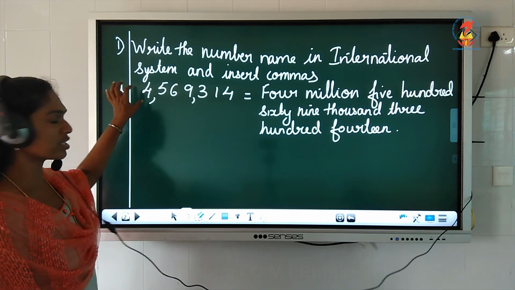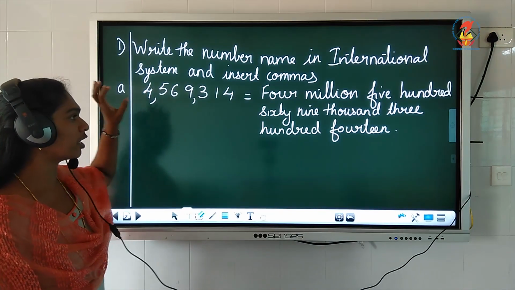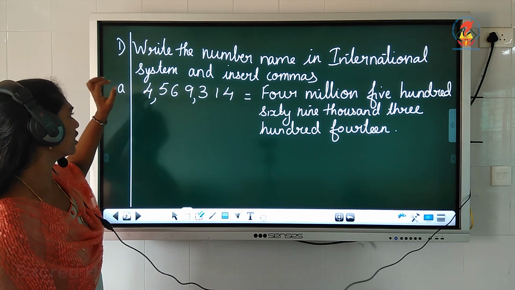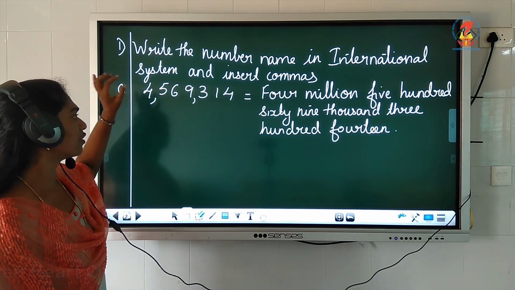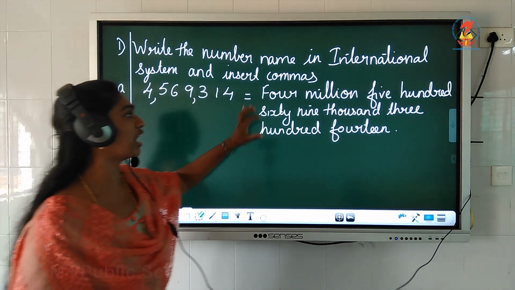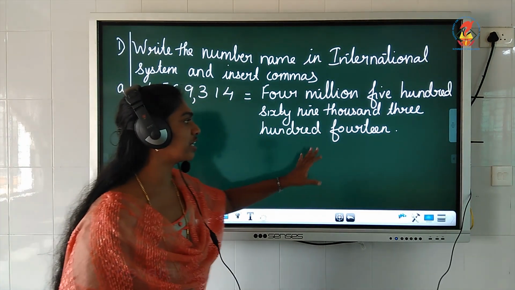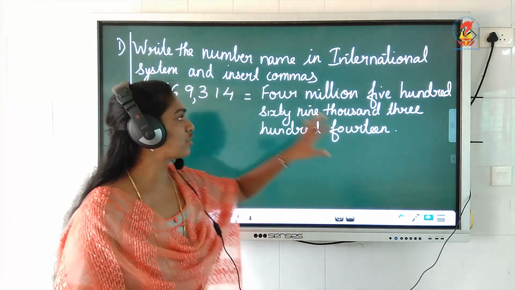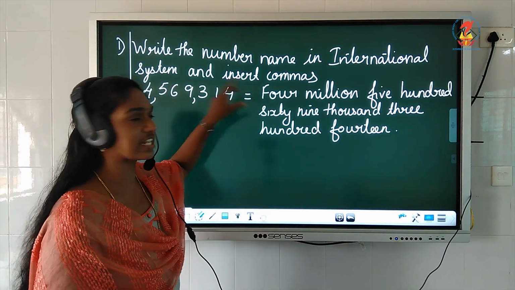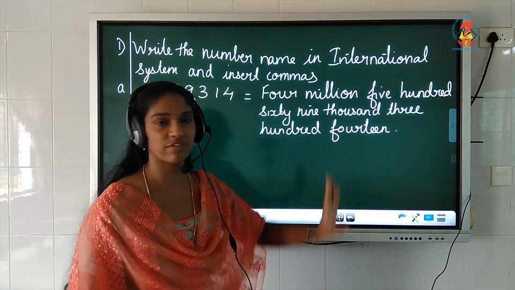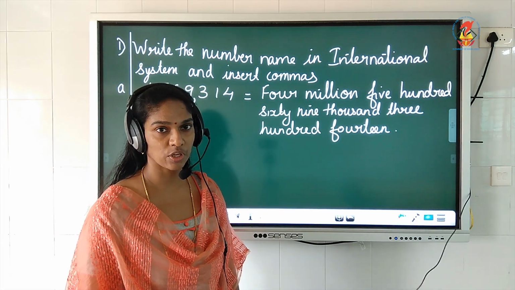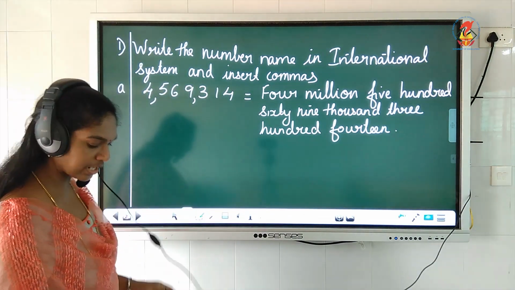Understood? First was millions period. So, 4 million. Then you had thousands period, 569,000. Then you had the ones period, 314. When you start writing the number name, first letter should be capital, rest everything should be small. Okay, children? Shall we move to the next question?